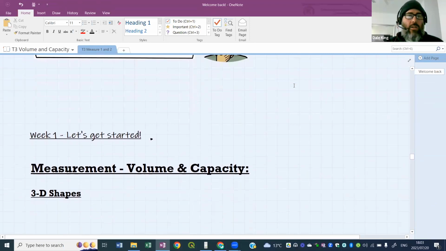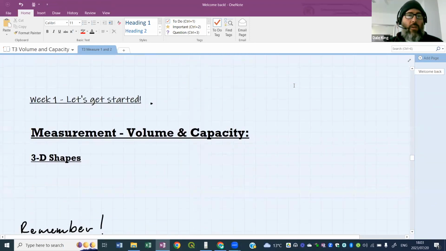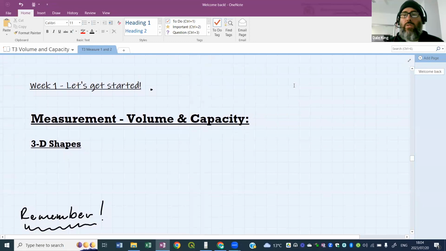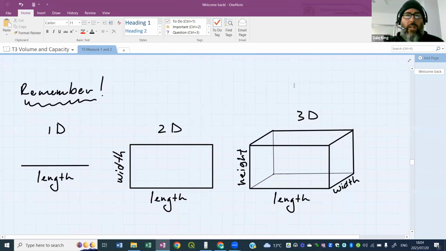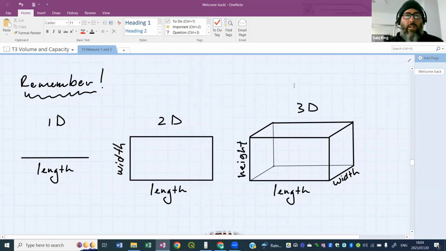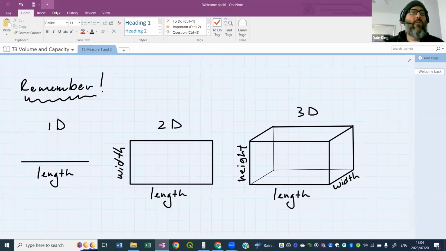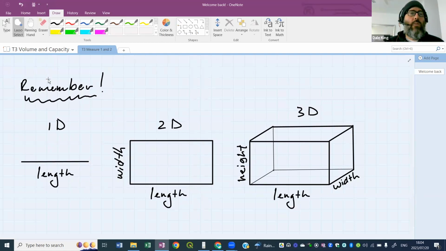But let's get started. Week 1: measurement, volume and capacity, and we're looking at 3D shapes. All right. So 3D, 3 dimensions. Here's an example of what we're talking about when we say 3 dimensions. So we have a rectangular prism in front of us.